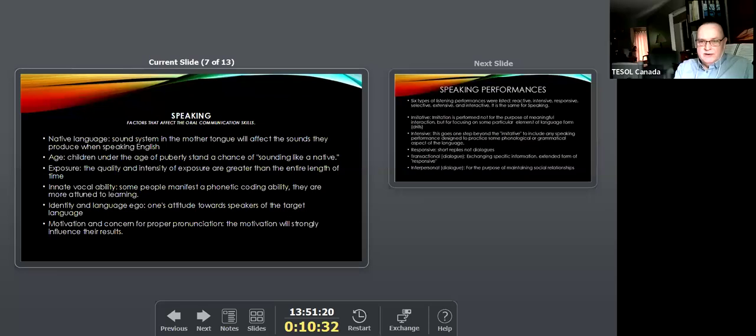And the exposure: the quality and intensity of exposure are greater than the entire length of time. Innate vocal ability: some people manifest a phonetic coding ability. They are more attuned to learning a new language than other people are. Identity and language ego: one's attitude towards speakers of the target language. Motivation and concern for proper pronunciation. The motivation will strongly influence their results.